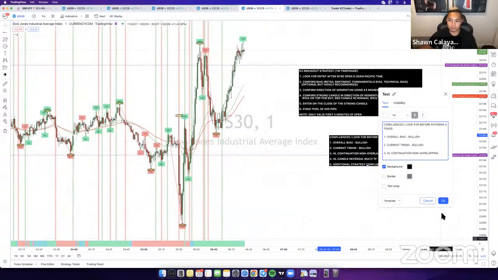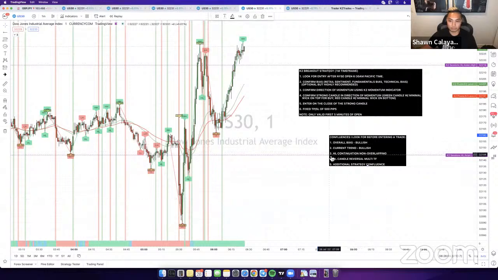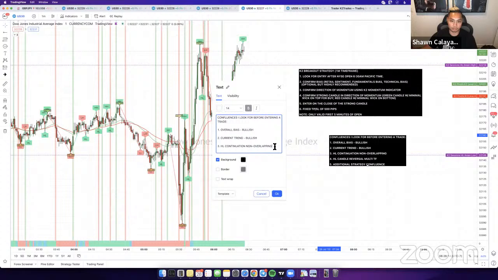Going down to the next confluence, high-low continuation. It's not present for a buy, and it's not present for a sell. So that's probably not going to be useful for us.